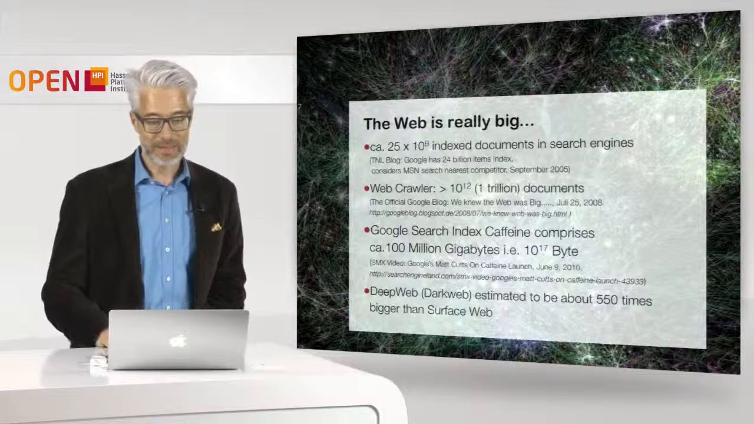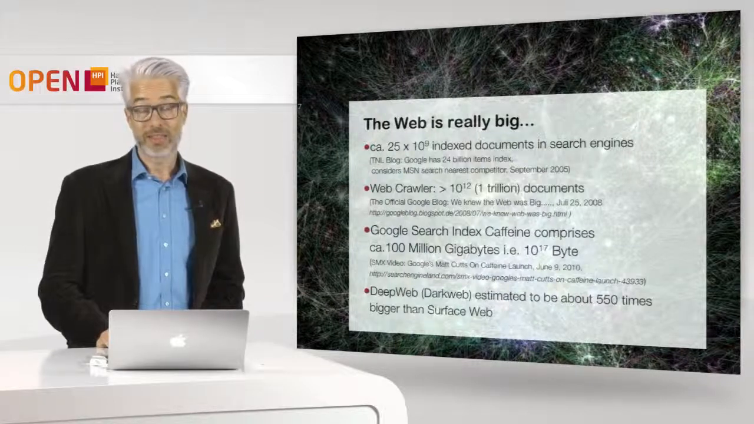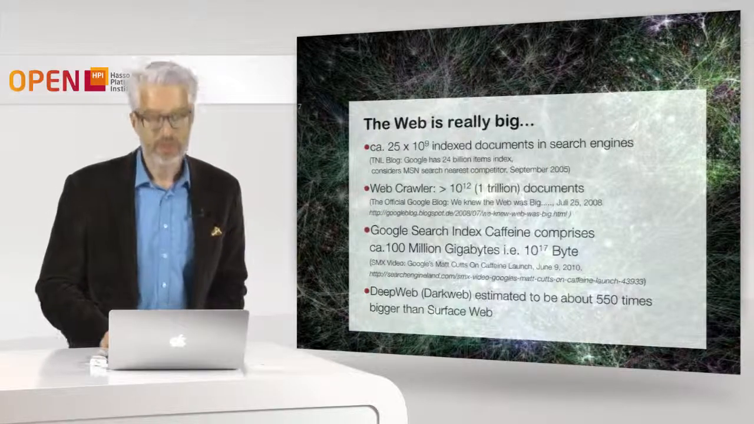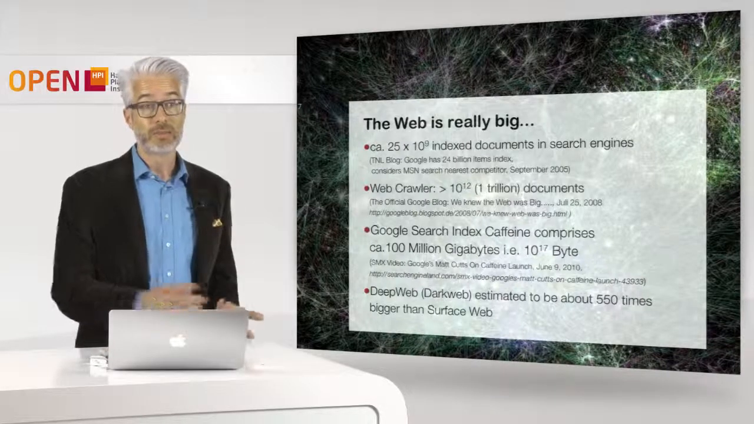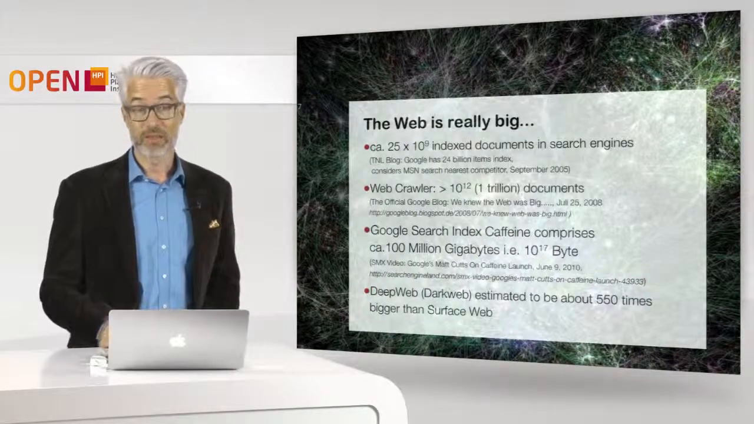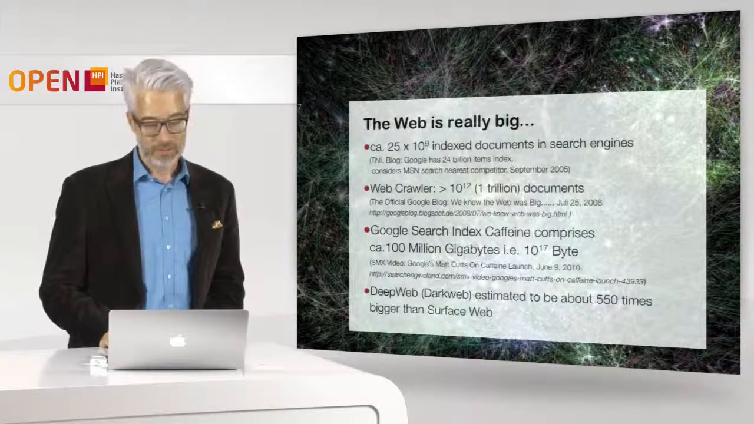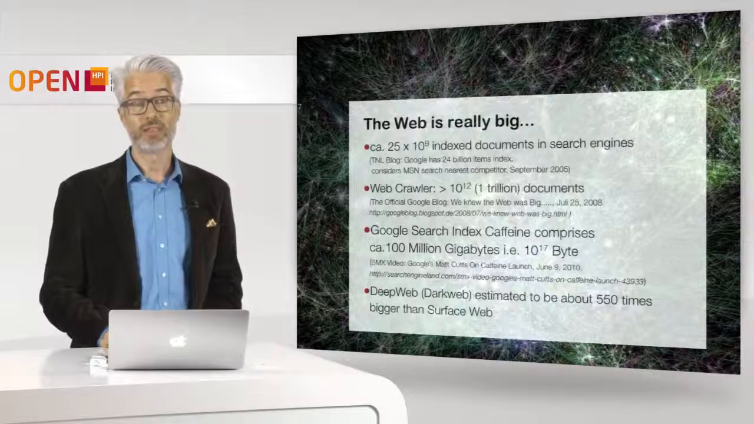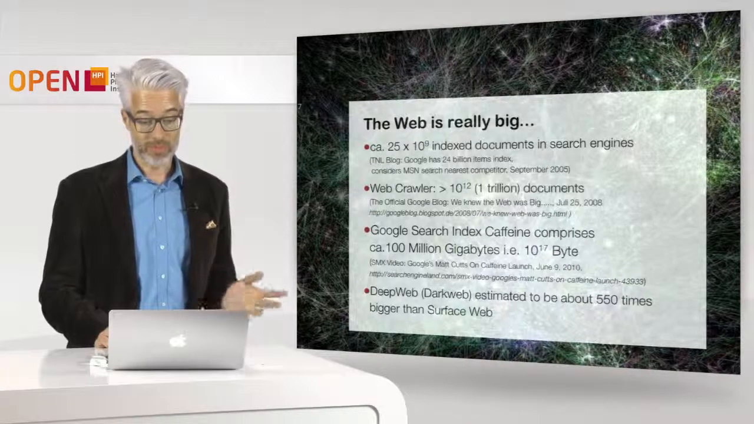For example, the last time Google said something about its index was in 2005, and then they said they have 25 billion documents in the search engine index. Then, a few years later, in 2008, they said that their web crawler was able to find 1 trillion documents, which are not all indexed, but they are all in the web. And the latest news that I could find was that the new Google search index called Caffeine comprises 100 million gigabytes, and right now, a few years later, it has almost 200 million gigabytes of data. This is an incredible amount of information.